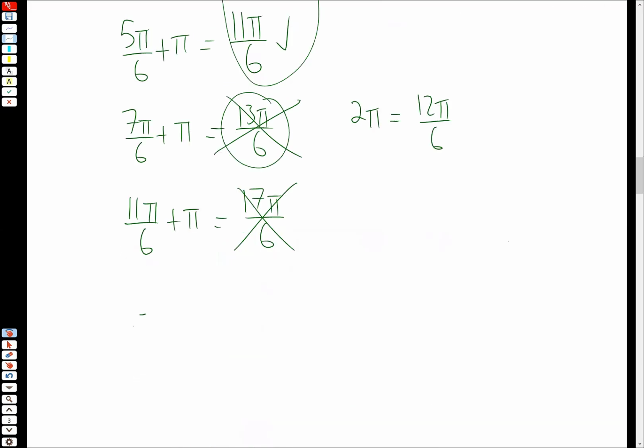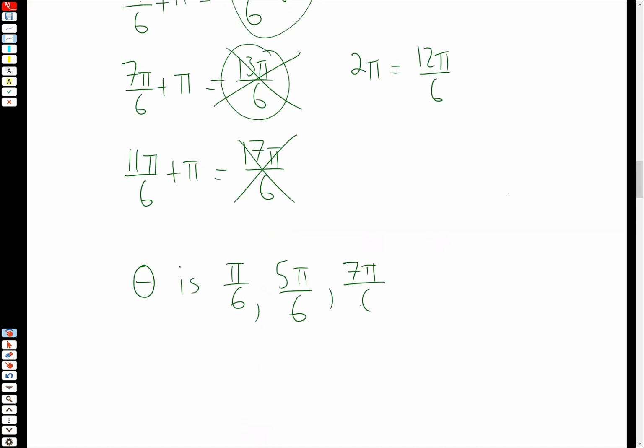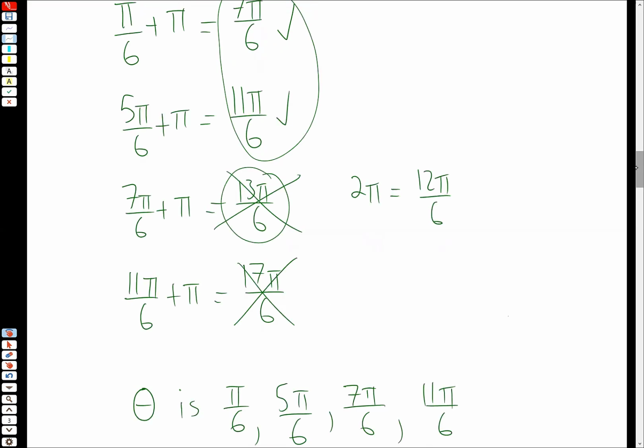So let's write that down. So theta is pi over 6, 5 pi over 6, 7 pi over 6, and 11 pi over 6. Okay. So again, the process is almost exactly the same as the process that we developed last time, except we have to check that we don't have other solutions by adding multiples of the period to our solutions. And again, once you get too big, you can stop. You're good.